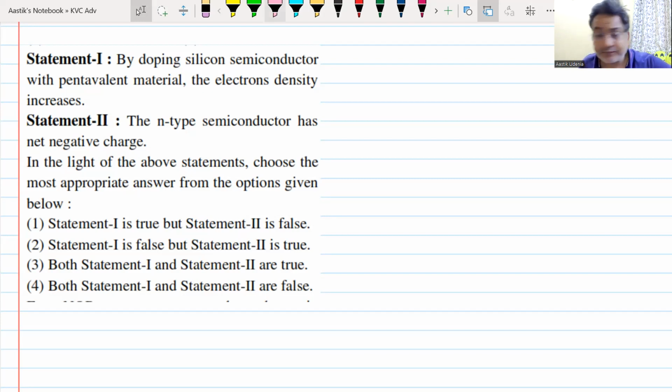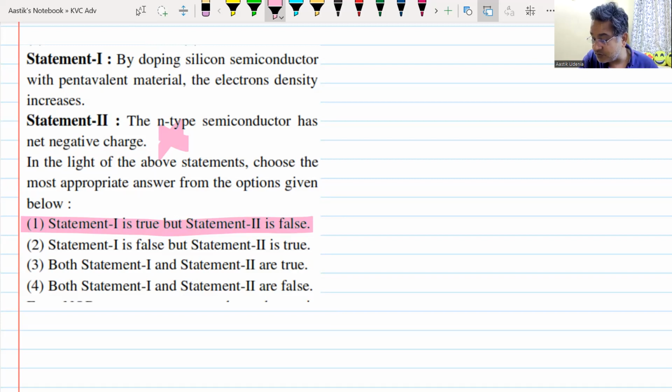And the option is option 1, statement A is true, statement B is false. I told you there is no net charge whether it's an N-type semiconductor or a P-type semiconductor. Do we remember this? Yes, sir. Remember this.